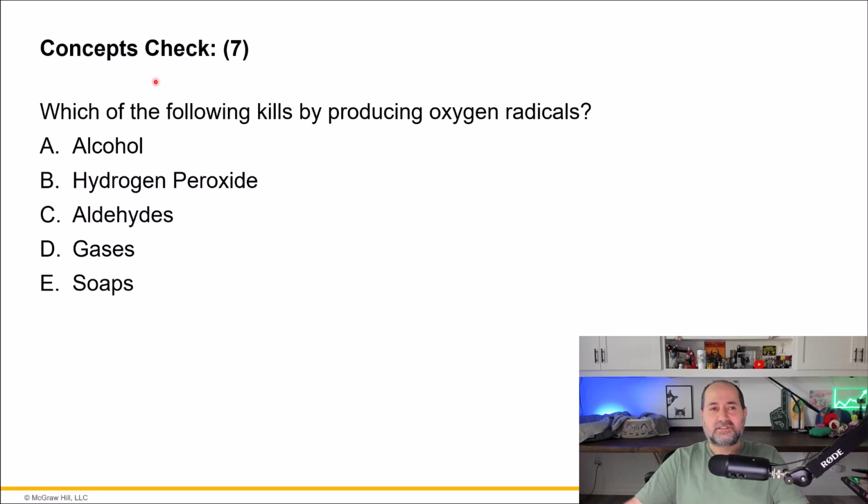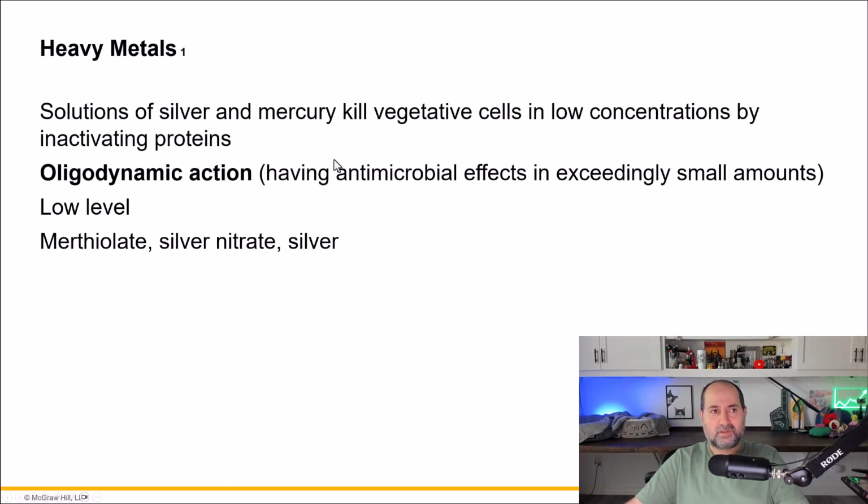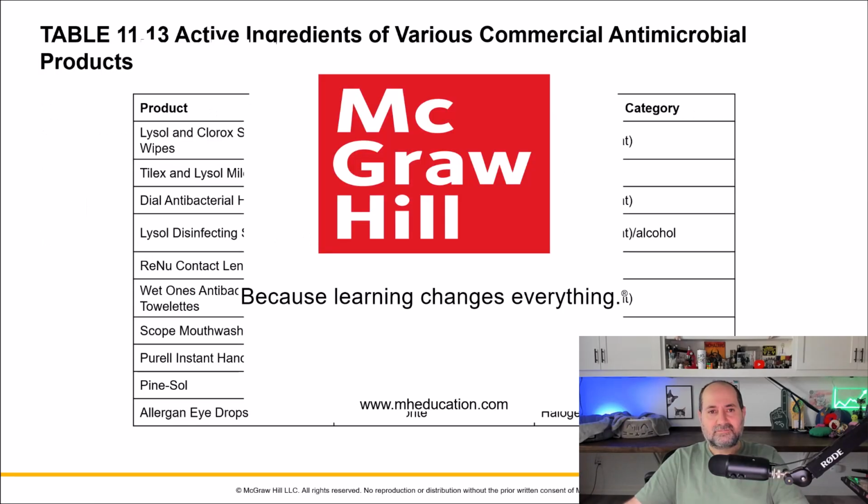And again, concept check number 7, which of the following kills by producing oxygen radicals? Remember, we just talked about hydrogen peroxide doing that. Remember, heavy metals are oligodynamic, meaning they are effective at very small concentrations. All right, and that's it for chapter 11. I tried to touch on those important points there. Let's move on to our final chapter for this exam so that we're prepared.